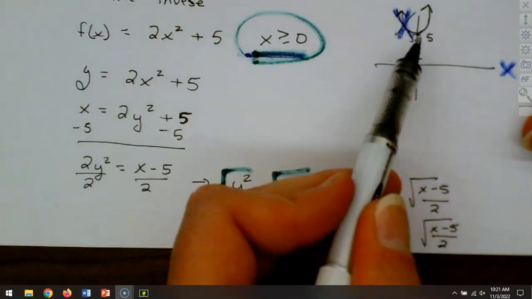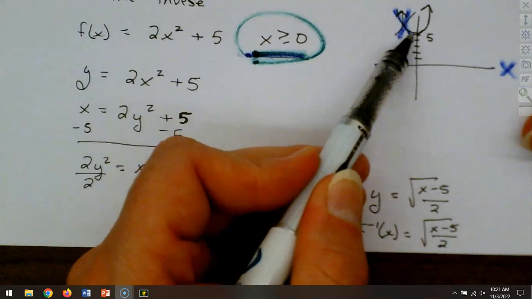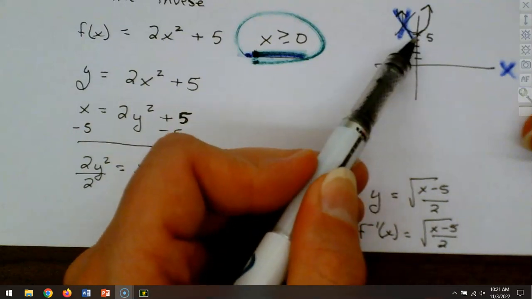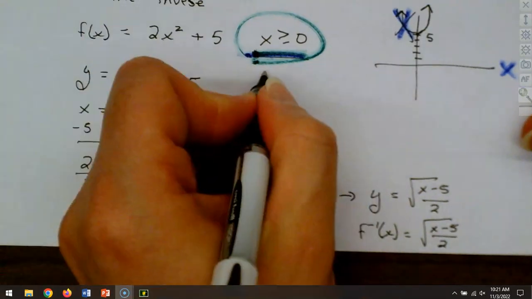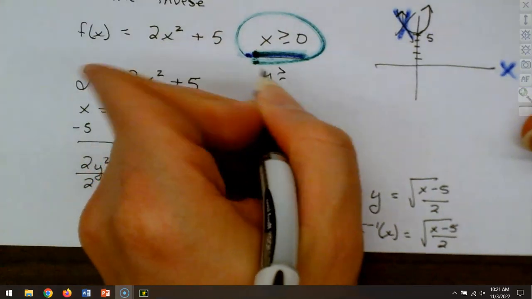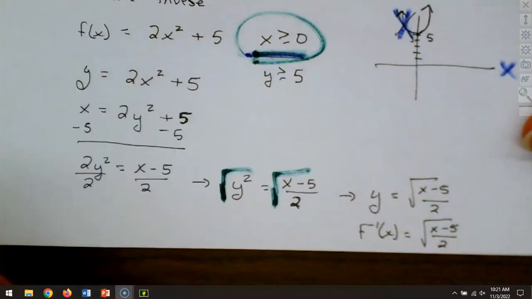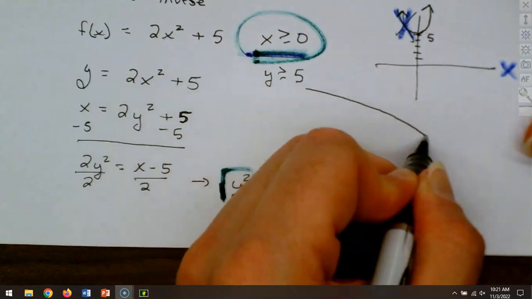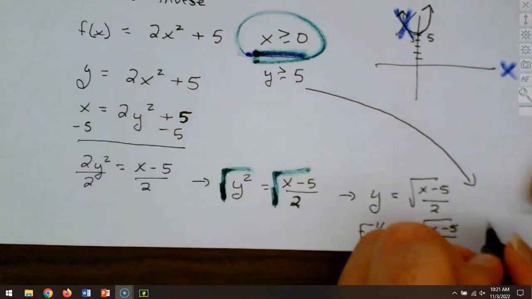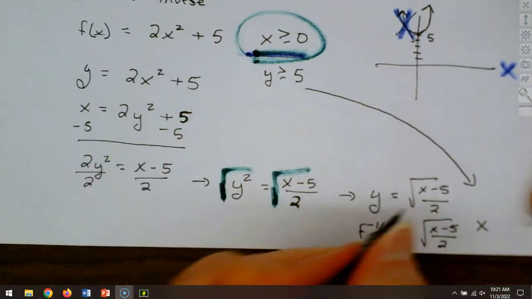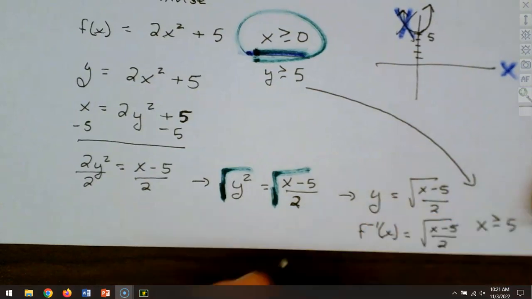Now, look at your graph. Here's your graph here. We want to find the range. Does this graph ever go below the 5? No. So your range is going to be y is greater than or equal to 5, and that, when you switch them around, becomes your domain down here. So now x has to be greater than or equal to 5.